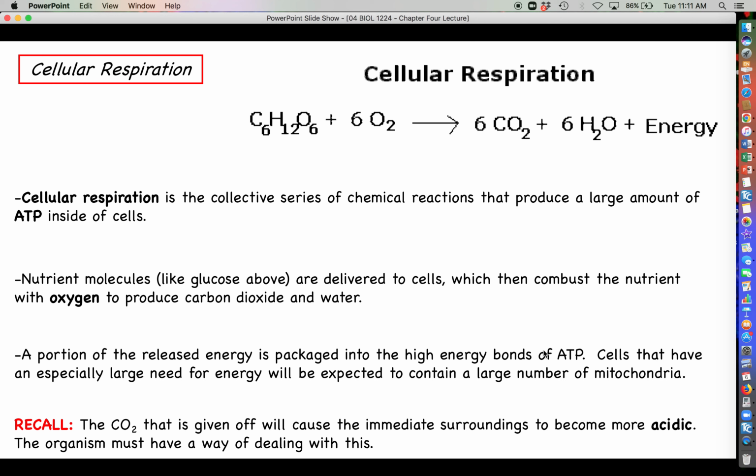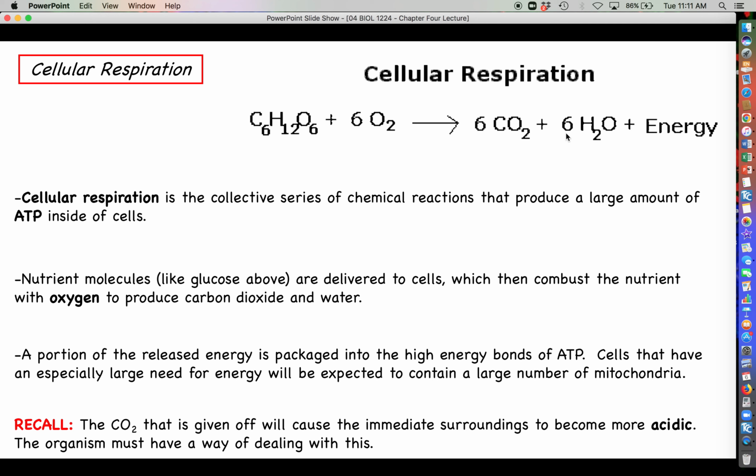So the idea here is that since these mitochondria are like little energy factories, little ATP producing factories, if a cell or a tissue or an organ inside the body of an organism requires a lot of energy, we would expect those cells to contain a lot of mitochondria. So how many mitochondria a cell contains is going to be reflective of the energy needs of that cell.